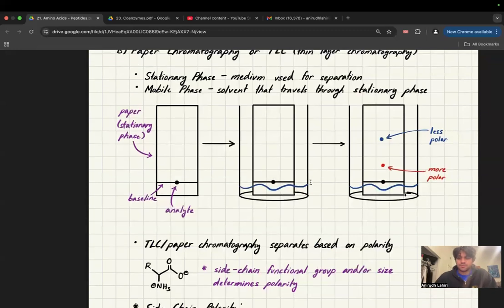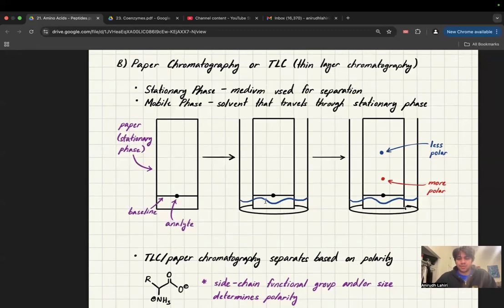Okay, so what's going to happen is I'm going to put them in a solution. This solution is going to slowly travel up this line here, this paper here. If you've ever taken a piece of paper and soaked it in water, it slowly travels up through capillary action, which is just a fancy way of saying water will slowly go up a piece of paper, right? And we'll actually get separation based on polarity, okay?